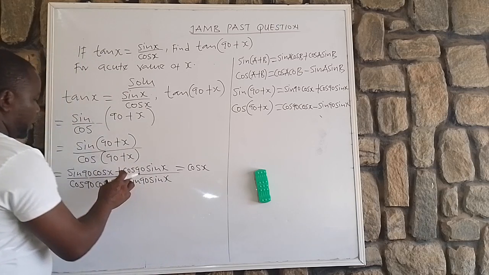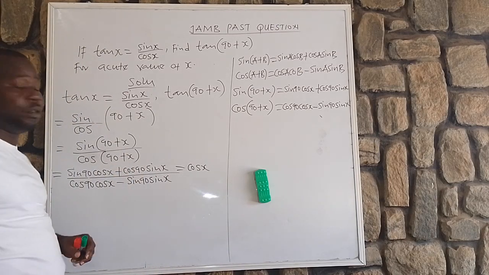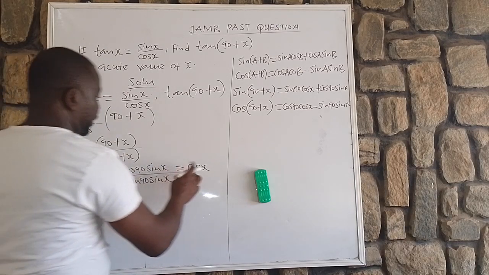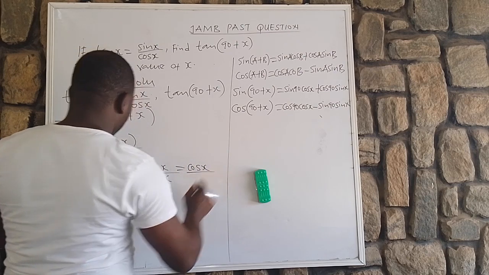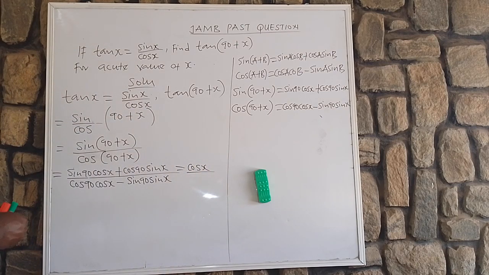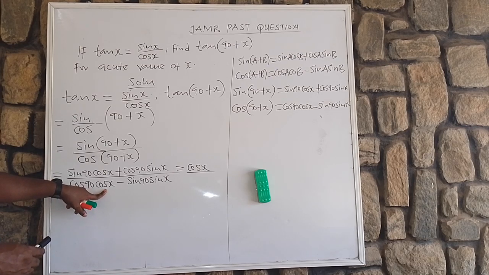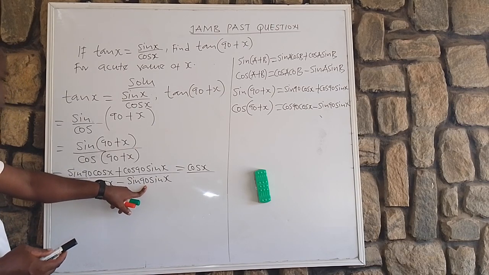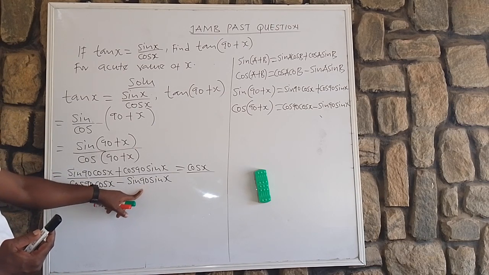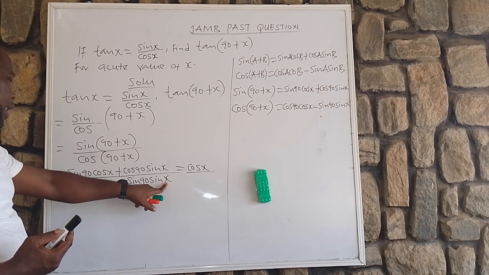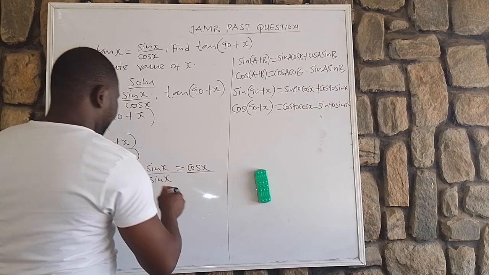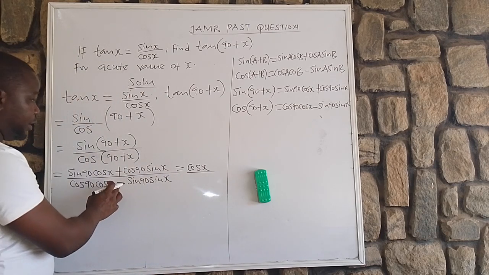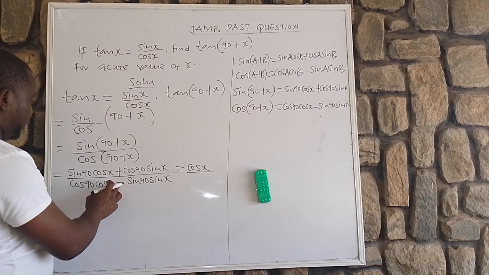Then here cos 90 degrees is going to give you 0. Then 0 times sine x is going to be 0. Then all over, cos 90 degrees is 0. 0 times this cos x is 0. Then sine 90 degrees is 1. So 1 times sine x is going to give us what? Note that there is a minus sign here. So this is how it's supposed to be.